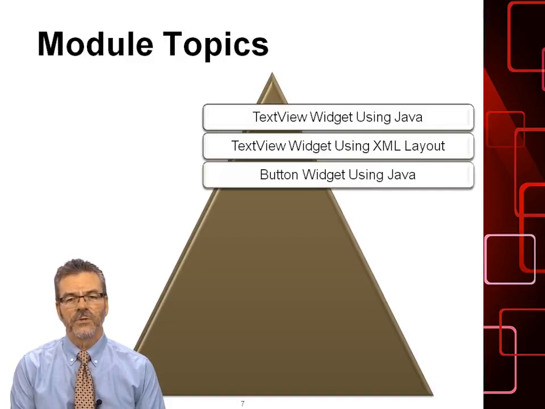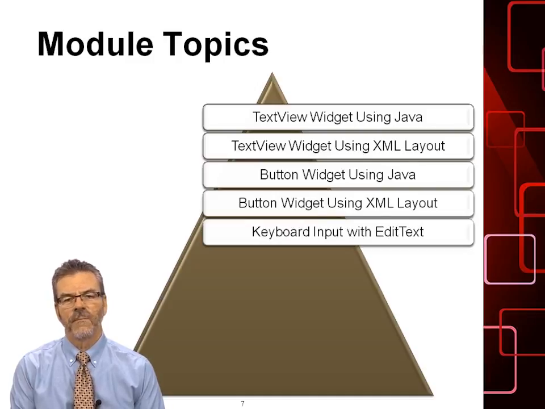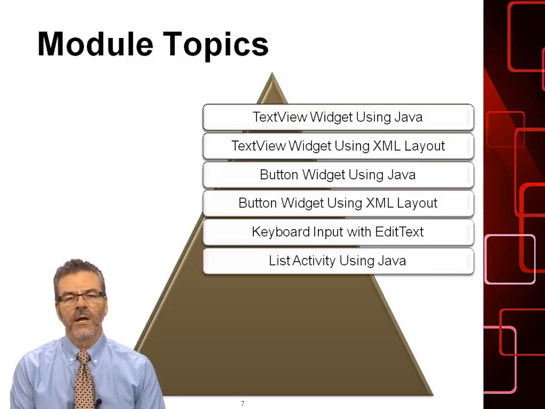We'll look at how to use a button. The button widget, we'll first use it with Java and then we'll use it with XML. So notice the pattern here. We learned the text view both with Java and XML, then we learned the button with Java and XML. We'll then learn how to do keyboard input, and we'll do keyboard input with something called the edit text. We'll also learn how to use a list activity.